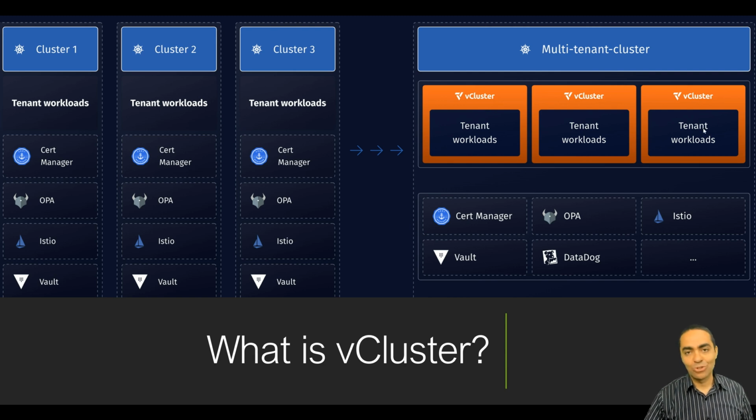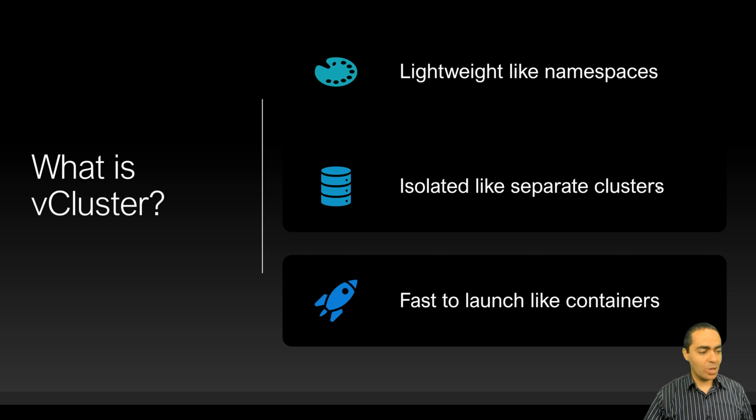So vCluster, virtual cluster. Here we're able to use one big host cluster and then separate isolated virtual clusters. How does that help? vClusters are like a lightweight namespace. They're isolated like separate clusters, and they're very fast to launch like containers.